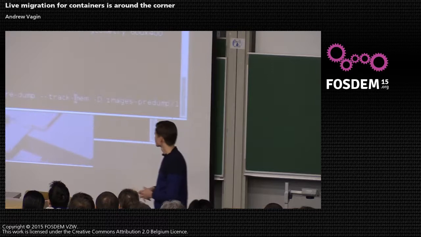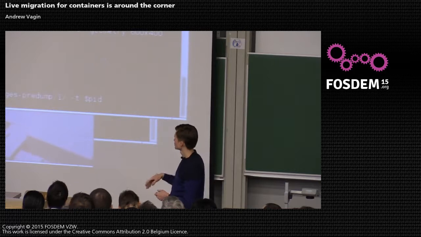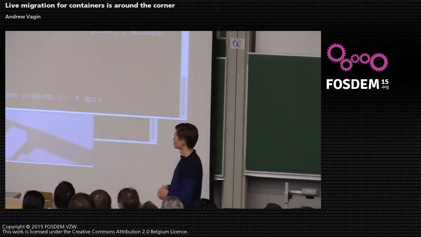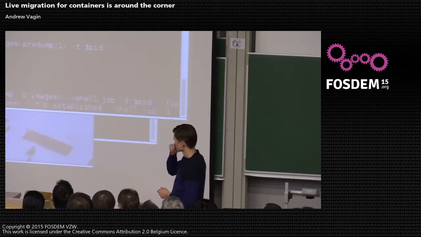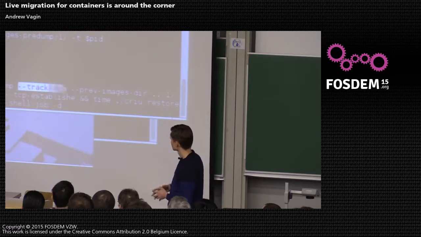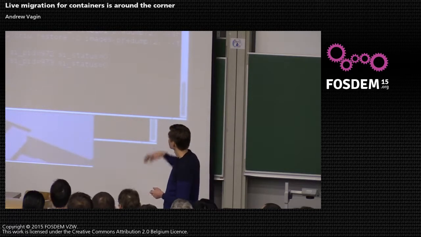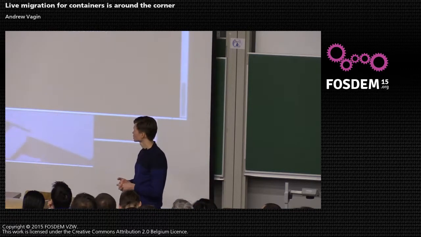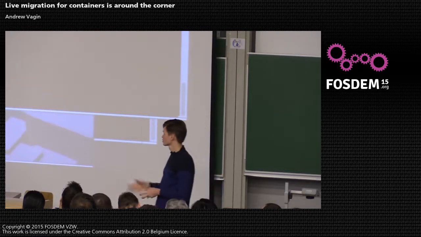And now I'm going to execute predump. Predump is a CRIU command to dump memory without freezing a container. I use the track mem option, which says that I want to track memory changes. And now we just do dump and restore. And I just say where the previous iteration is. And it's only 1.5 seconds in comparison with 8 seconds in the first case. And it's much faster.